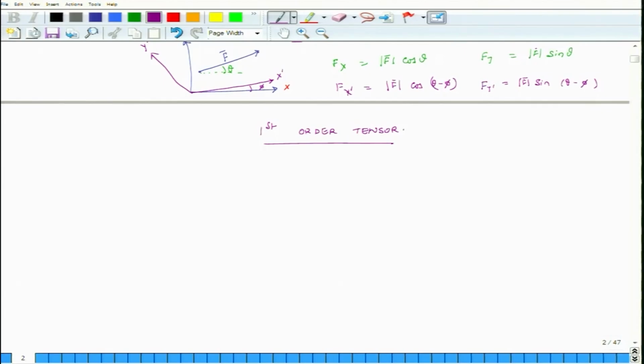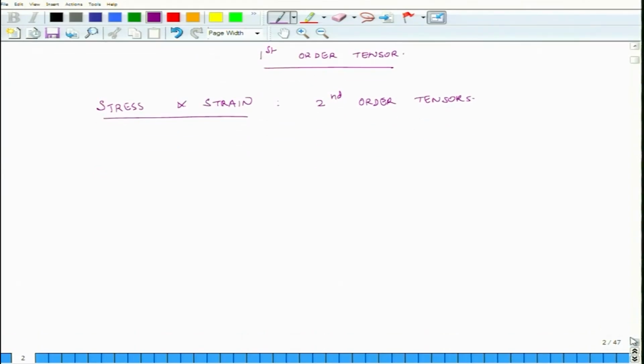Two entities which are second order tensors, which we will use very frequently in this class, are stress and strain, and I will explain why they are second order tensors. So, let us understand why they are second order tensors. First we will talk about stress.